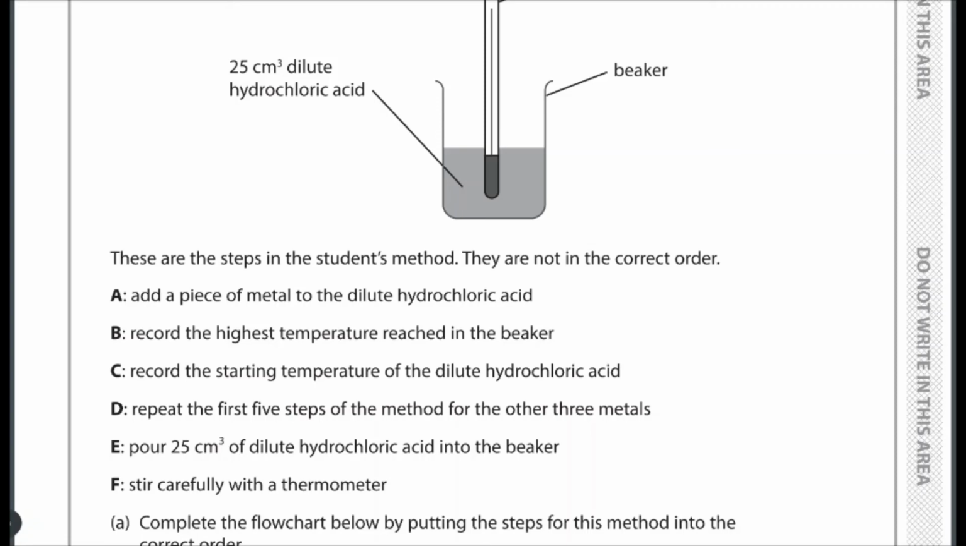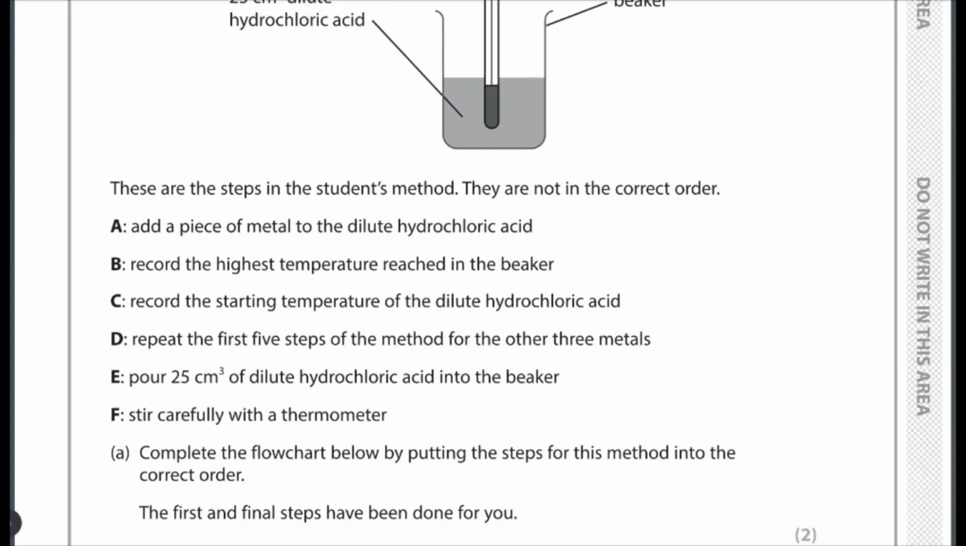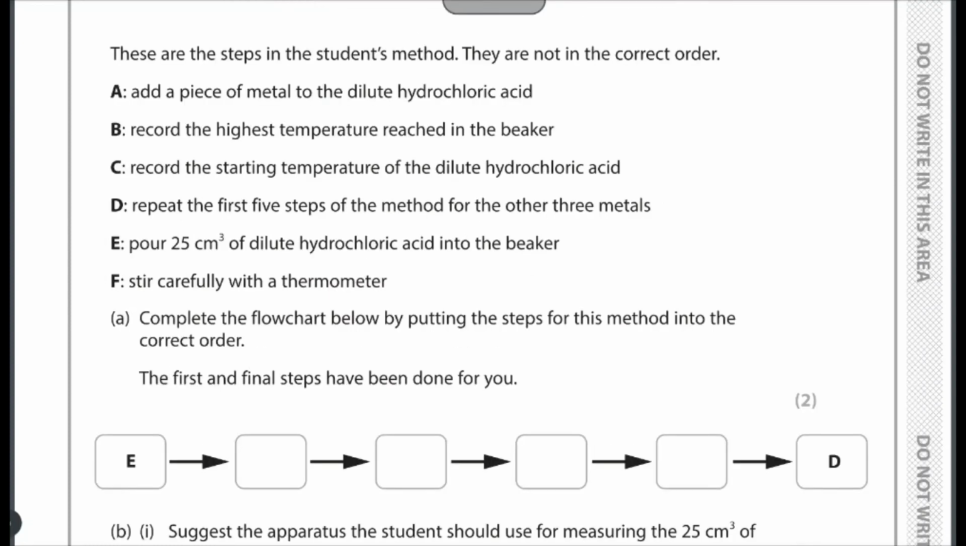Let's look at the steps that they have given. Add a piece of metal to the dilute hydrochloric acid. Record the highest temperature reached in the beaker. Record the starting temperature of the dilute hydrochloric acid. Repeat the first 5 steps of the method for the other 3 metals. So that must be the last point, of course. Pour 25 cubic centimeters of dilute hydrochloric acid into a beaker. Stir carefully with the thermometer. Complete the flowchart below by putting the steps for this method into the correct order. The first and the final steps have been done for you.